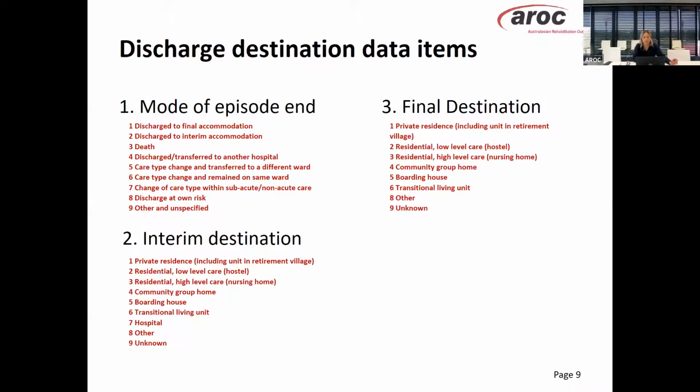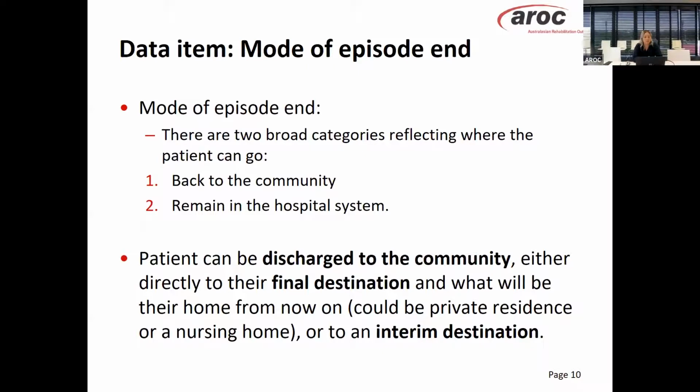These are the relevant data items for discharge destination. So we're looking at mode of episode end, interim destination, and final destination. And we've got the code sets listed there underneath. So for mode of episode end, we are looking at the two broad categories someone can go to following their rehab program, and that's back to the community, so final destination or interim destination, or they can remain in the hospital system.